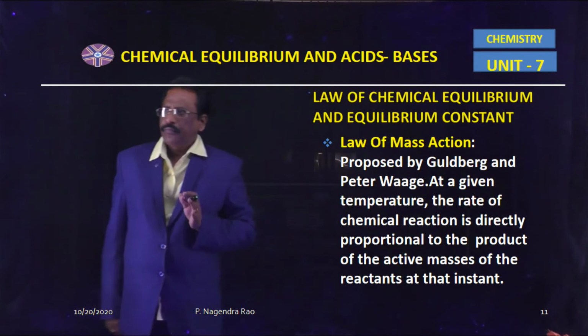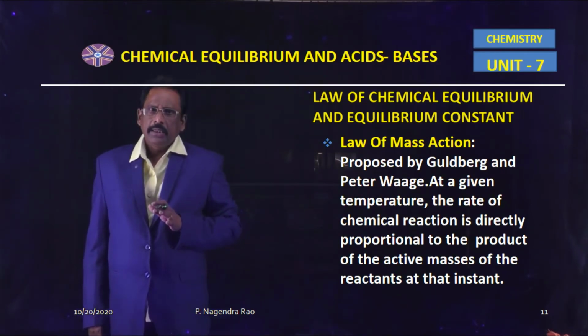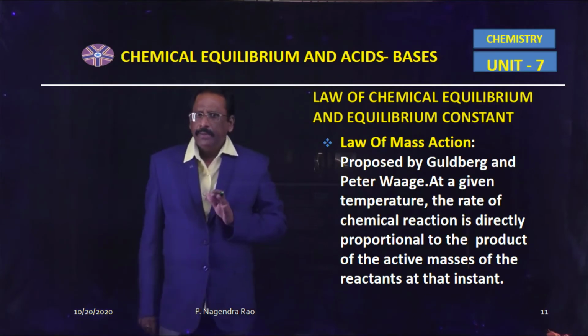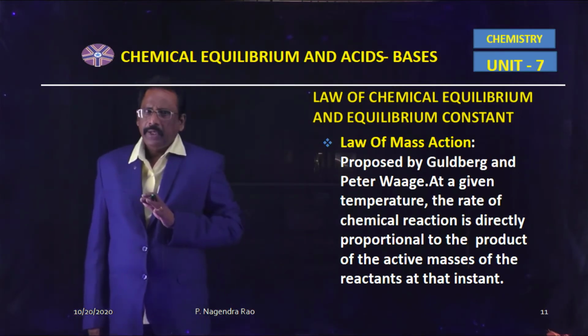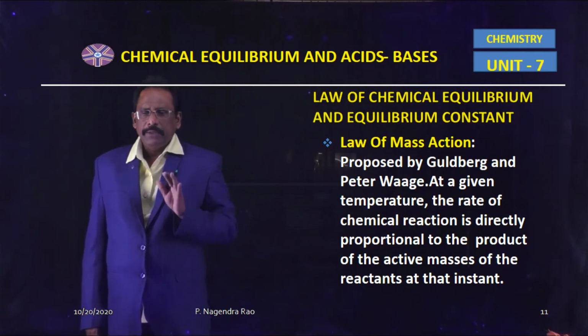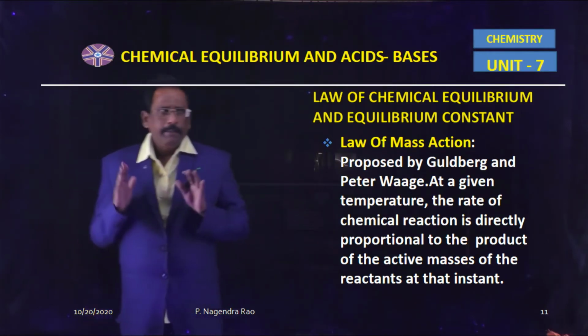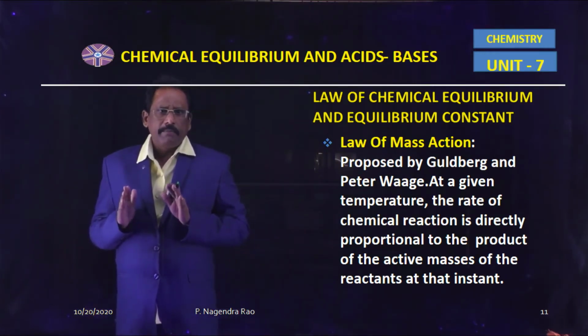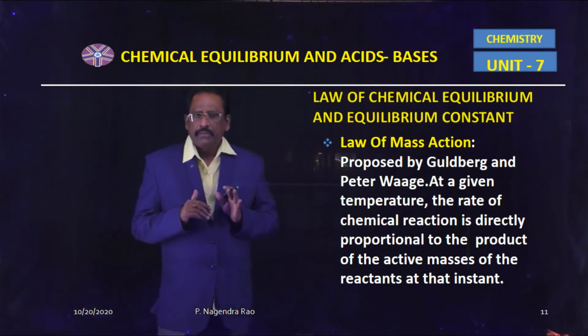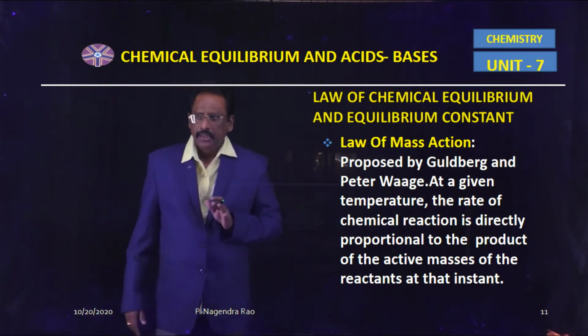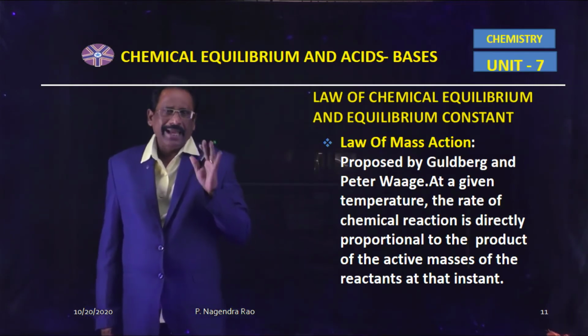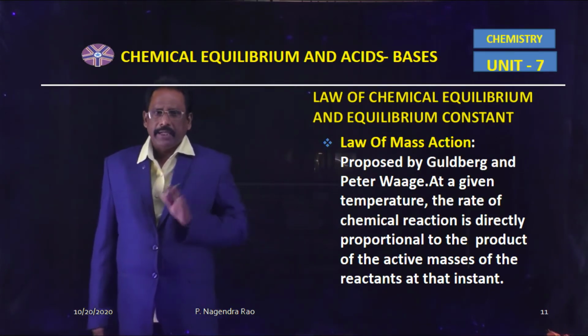Now the next topic in the chapter, a very important topic, is what is meant by the law of chemical equilibrium and what is the equilibrium constant. Law of chemical equilibrium mainly depends upon the law of mass action. It was proposed by Guldberg and Peter Waage.